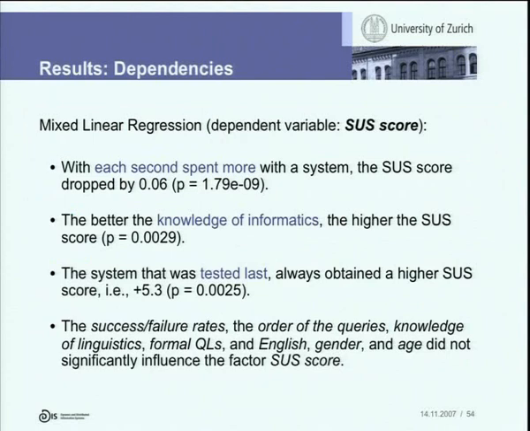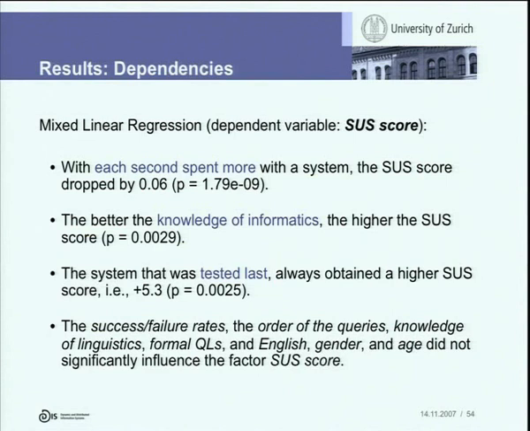Let me look at some of the dependencies that we got. If you looked at the dependencies between the other variables that we gathered and the SUS score, each additional second spent actually decreased their happiness by 0.06, their SUS score. So that would tell you to be quick. Better knowledge of informatics, computer science, or whatever you want to call it, made them happier. It's interesting. I never associated knowledge of computer science with liking a user interface more. But it seemed that they were feeling more with us, as this is a difficult task to do.